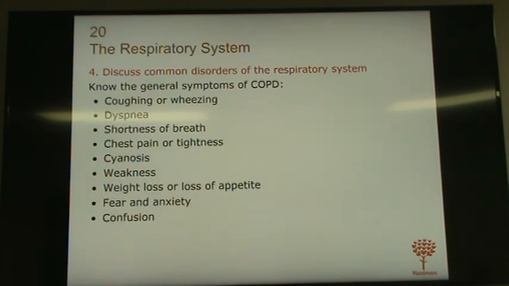Cyanosis means that they're not getting enough oxygen. They're gonna have weakness, weight loss, fear, anxiety. They're gonna be anxious, worried. When you cannot breathe, it's like you're going to die.